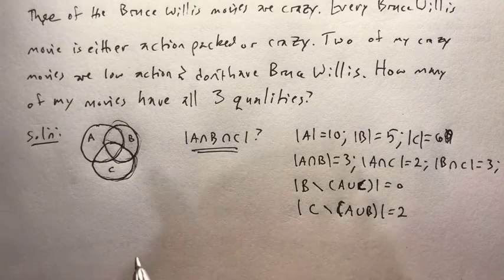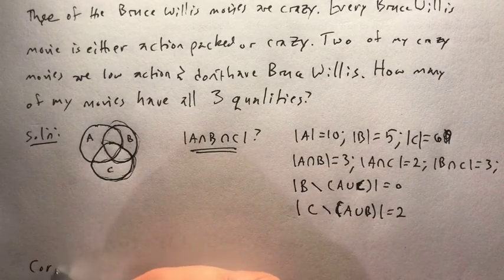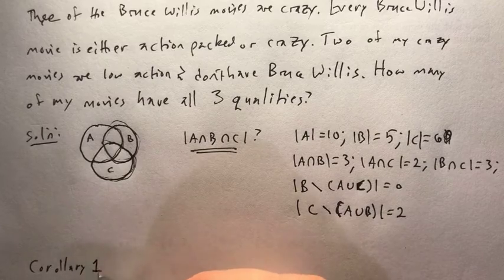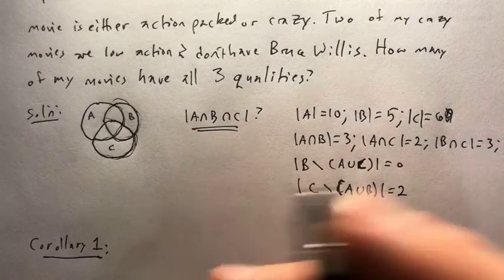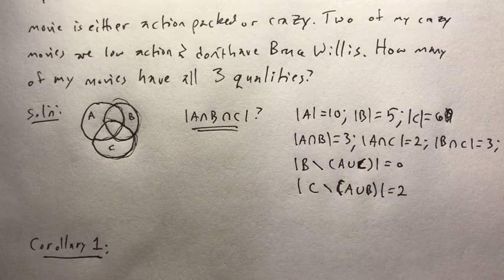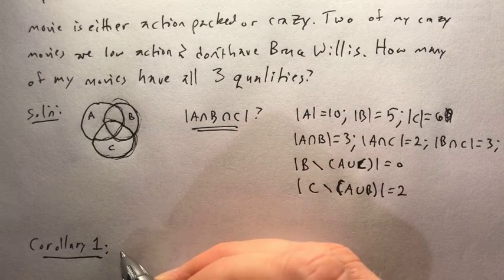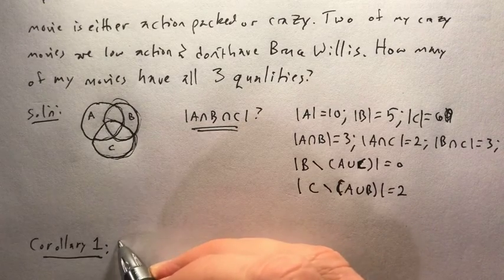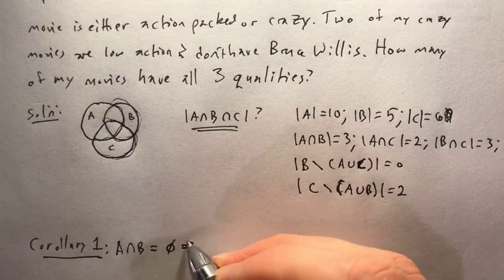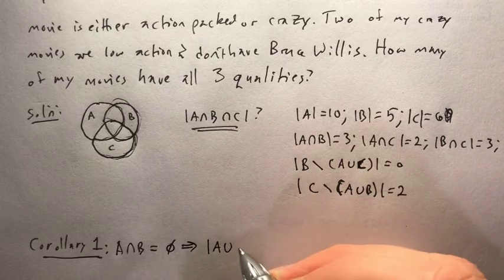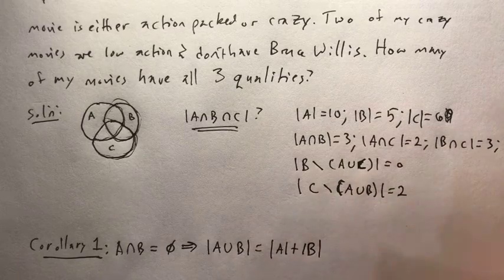Okay, so something that I want to mention here is what I've called corollary 1 in my notes. And corollary 1 is basically that if I take the union of 2 disjoint sets, then the size of the union is the size of the sum. So A intersect B is disjoint implies that the size of A union B is equal to the size of A plus the size of B.